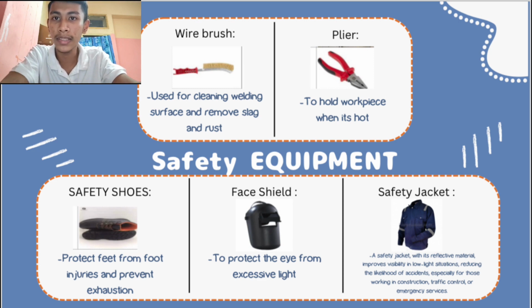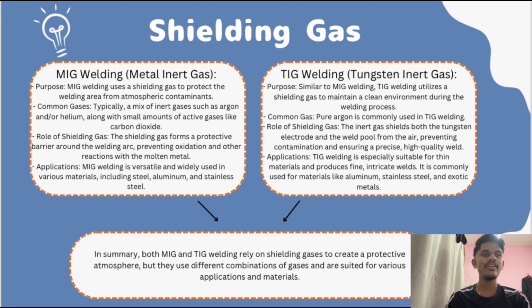Shielding gas, MIG welding, metal inert gas. The purpose of MIG welding uses a shielding gas to protect the welding area from atmospheric contaminants. The common gases are a mix of inert gas such as argon or helium along with small amounts of active gases like carbon dioxide. The role of shielding gas: the shielding gas forms a protective barrier around the welding arc, preventing oxidation and other reactions with the molten metal.